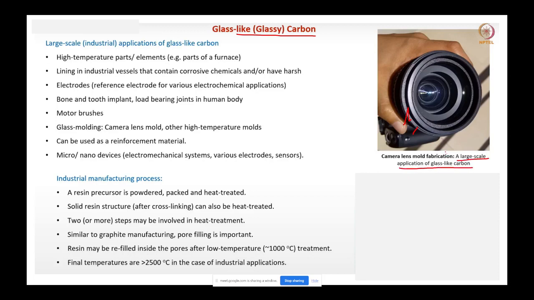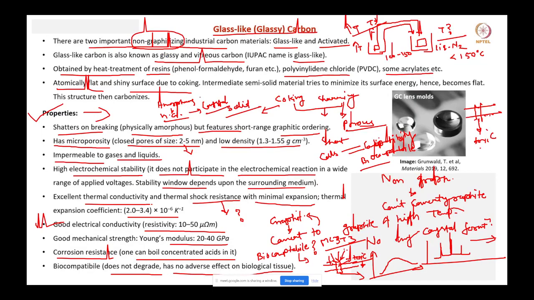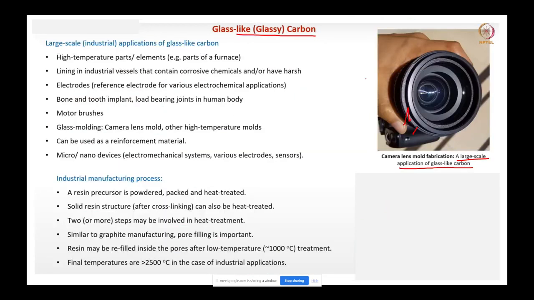So in the previous slide, you have seen that it is shiny. When you see this here, what is its appearance? Shiny surface. So here also you can see this surface looks very shiny when you see any camera's outer body molding. So the large scale industrial application of glassy carbon is what? High temperature parts of a furnace.